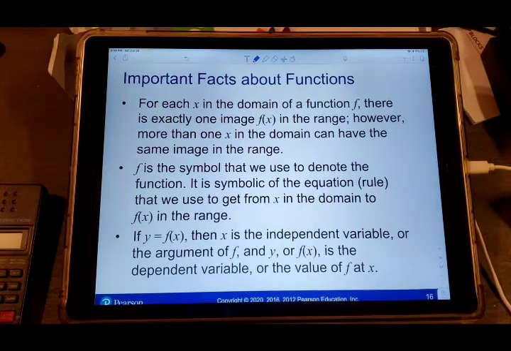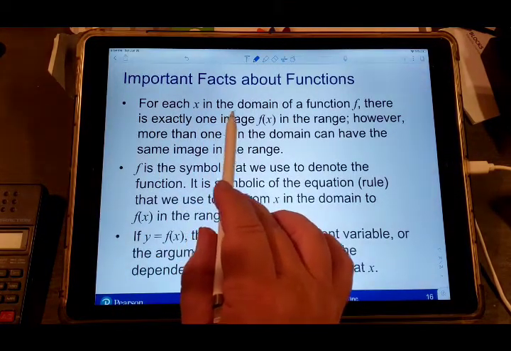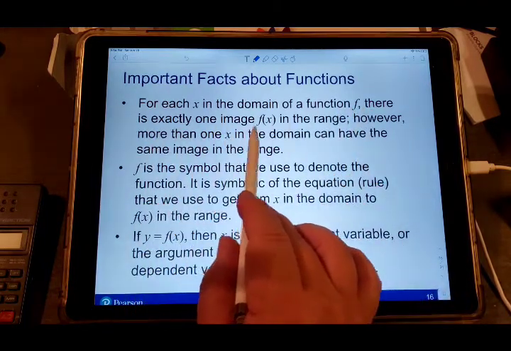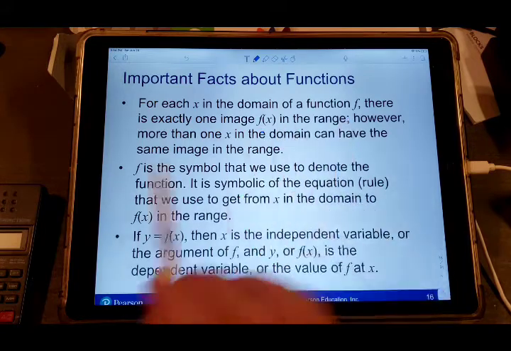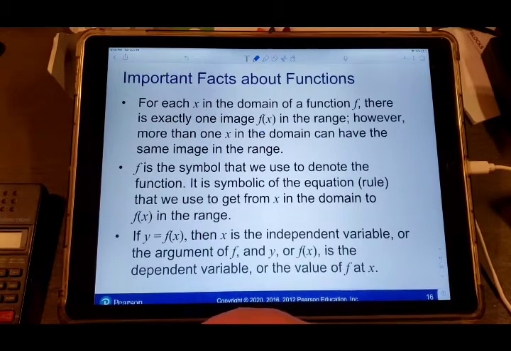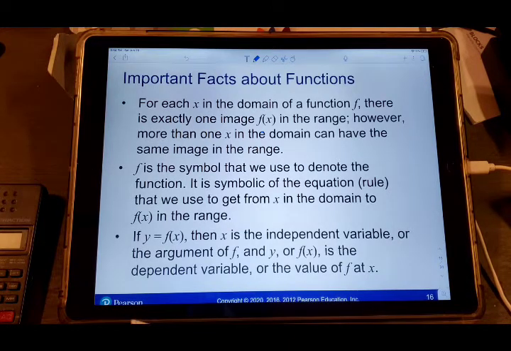Okay, important facts about functions. For each x in the domain of the function f, there is exactly one image, f of x or y, in the range. However, more than one x in the domain can have the same image in the range. What that's saying is the y value can be the answer more than one time. We'll get to examples of that.